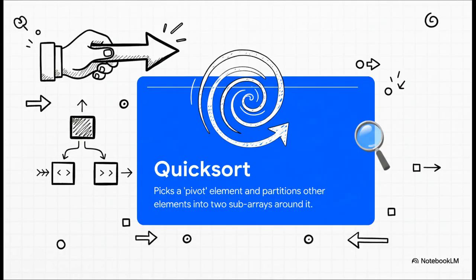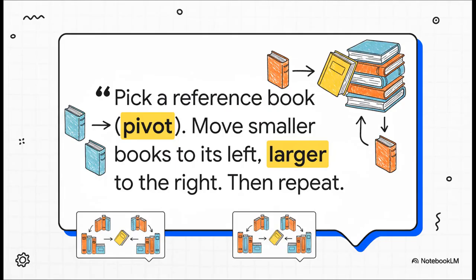And now for the algorithm that, let's be honest, usually lives up to its name, quicksort. It also uses that divide and conquer idea, but in a completely different way. It doesn't just blindly split the list in half. Quicksort's entire strategy hangs on this idea of picking a good pivot. You just grab one book, call it the pivot, and then everything else just gets shuffled around it.